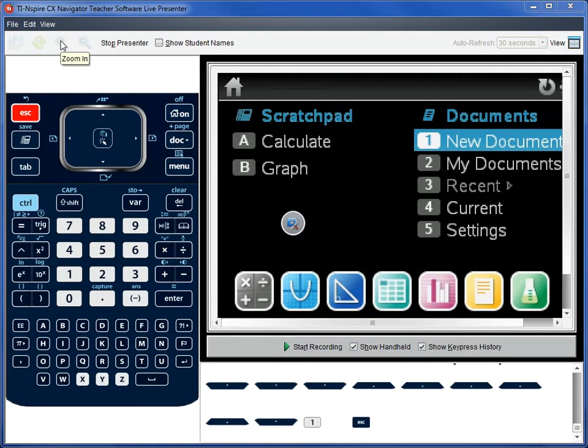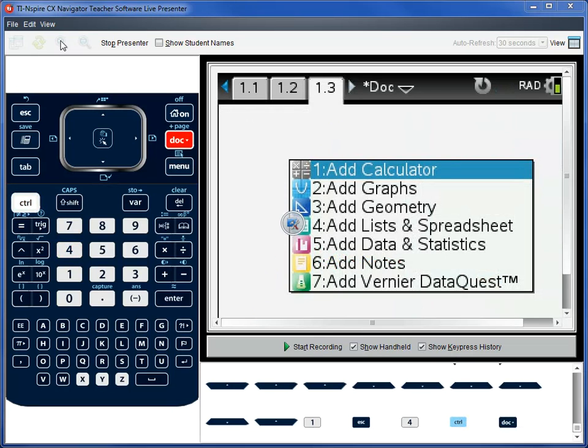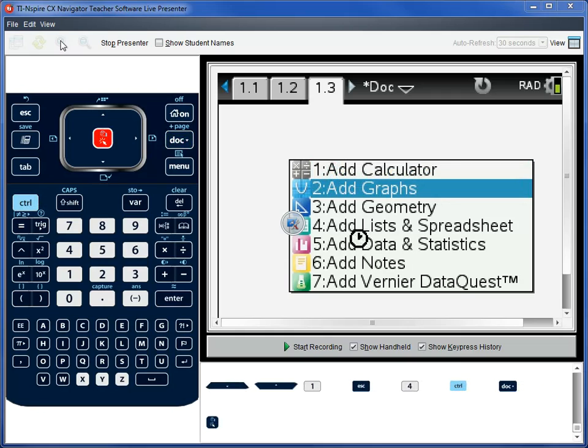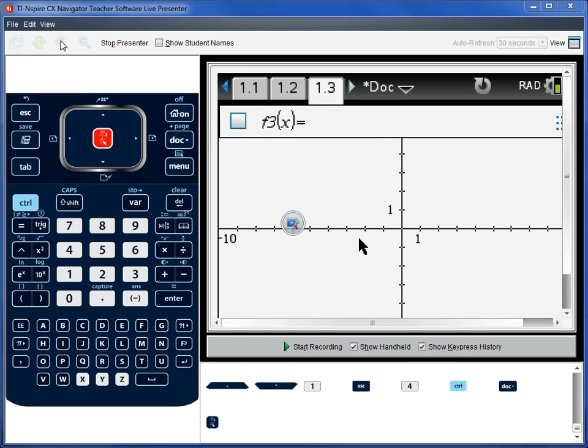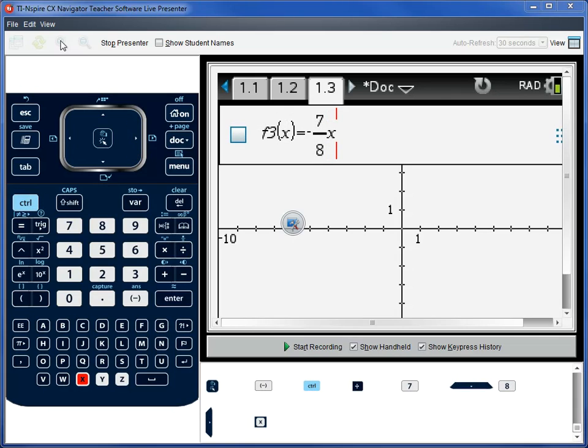Back on my calculator, I still have problem number 1 up. So I'm just going to add a new page so I get a nice pretty new graph. I'm going to add a graph, and I'm going to enter the slope-intercept form that we found. The slope was given as -7/8, so I'm going to type in -7/8 x, and the y-intercept, if you remember, was actually given to us as -4. They just didn't call it the y-intercept. We had to recognize that x was 0, therefore the y value given happened to be the y-intercept.